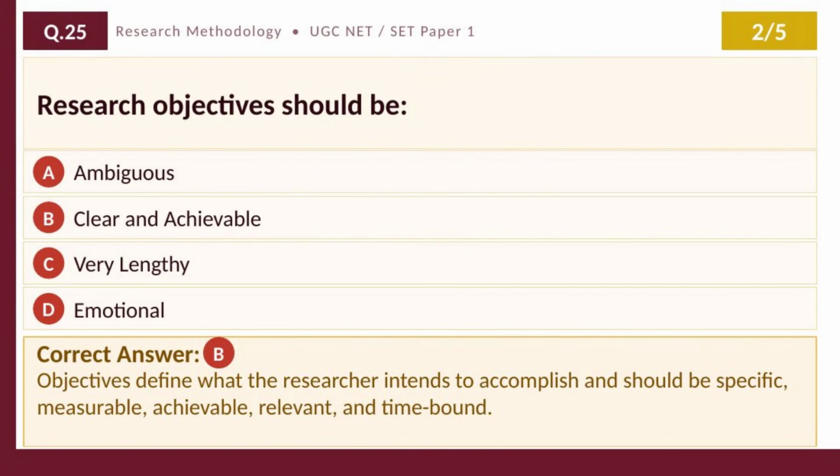Let us look at how research objectives should be formulated. Objectives must always be clear and achievable. Effective objectives clearly define what the researcher intends to accomplish. They should follow the SMART framework: specific, measurable, achievable, relevant, and time-bound, ensuring that your study remains focused, practical, and systematically directed.